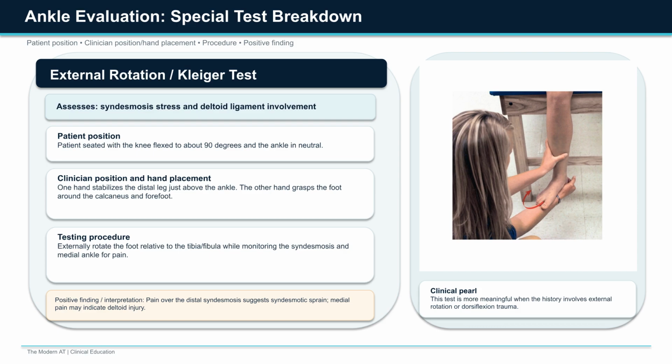For the external rotation, or Kleiger test, position the athlete seated with the knee flexed and the ankle in neutral. Stabilize the distal leg just above the ankle with one hand and grasp the foot with the other. Externally rotate the foot relative to the tibia and fibula while monitoring the distal syndesmosis and medial ankle. Distal syndesmosis pain suggests high ankle sprain, while medial pain may suggest deltoid involvement. This test is most meaningful when the mechanism involved dorsiflexion with external rotation.